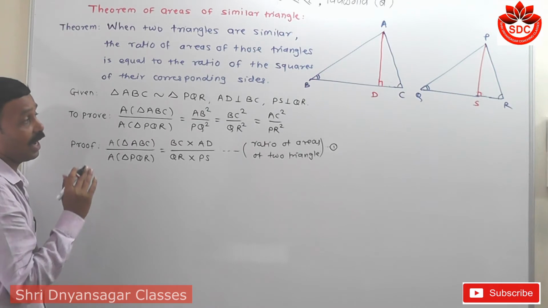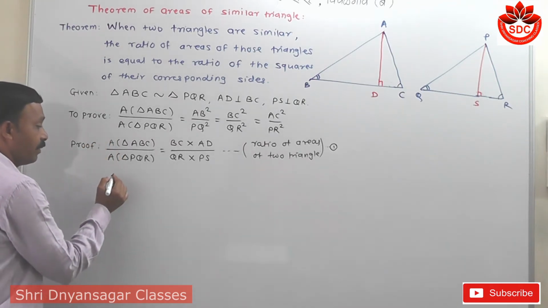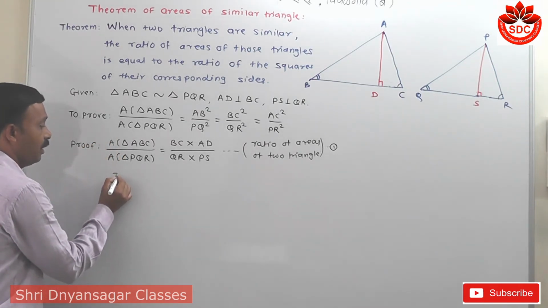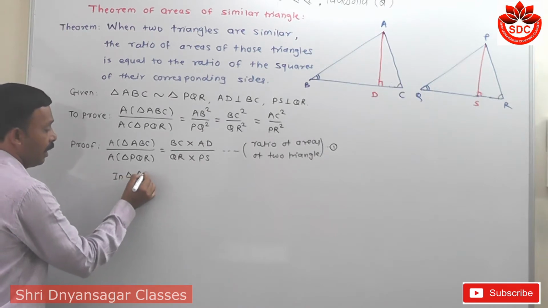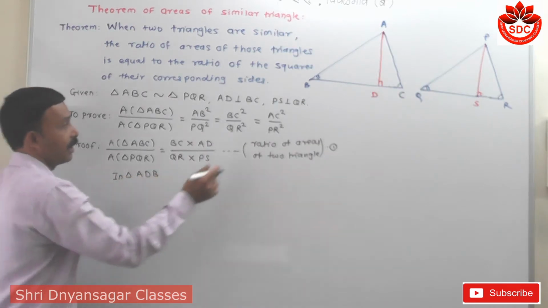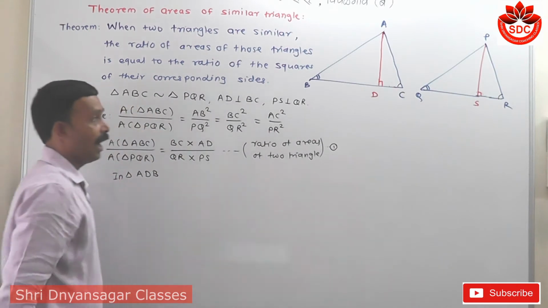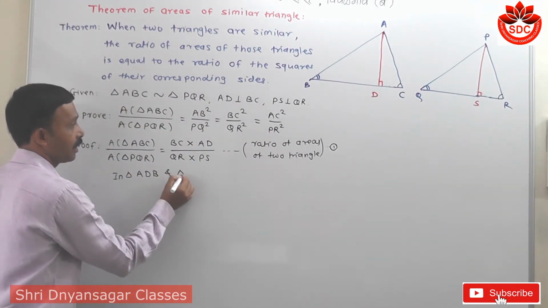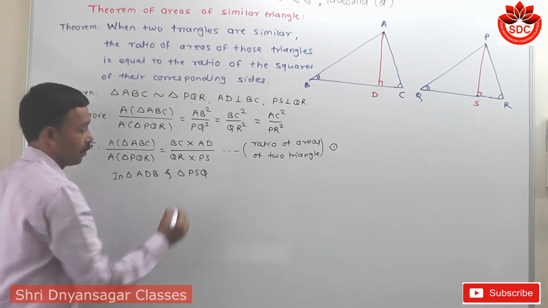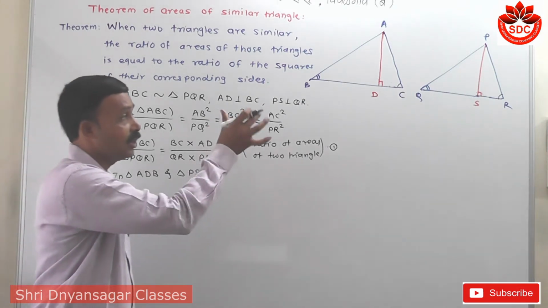Means that for these two triangles, when we draw the perpendicular, there are two triangles on either side of this height. I have taken the first triangle, triangle ADB, look at the figure, and the second one is PSQ. Now I have to show that these two triangles are similar.